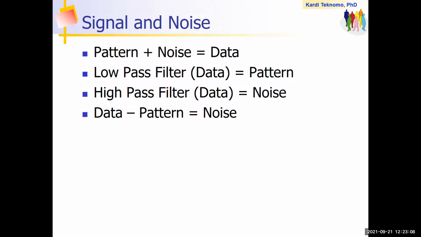Now, there is a filter. There are two types of filter. Actually, this is the most important filter. One is called low pass filter. The other one is called high pass filter. So if you put a low pass filter to the data, you will get the pattern. If you put a high-pass filter to the data, you will get the noise. Of course, because data minus the pattern will be the noise, if your filter is perfect. Unfortunately, our filter is not really perfect, but they are helpful.